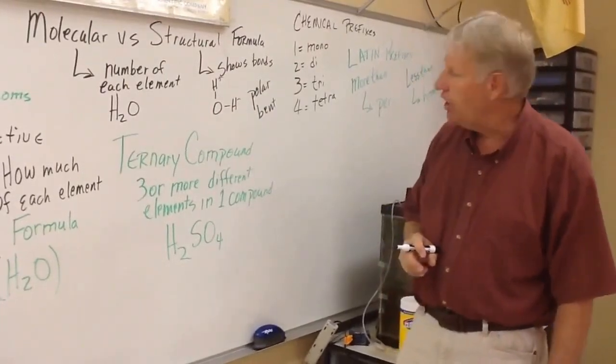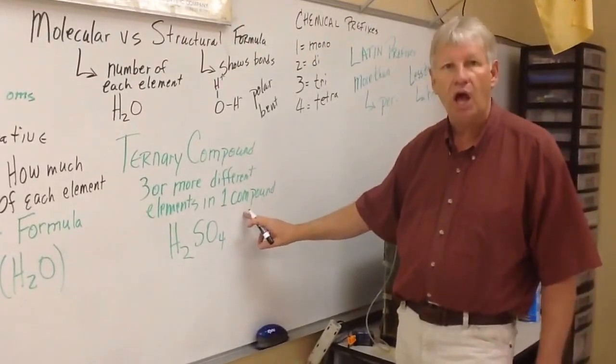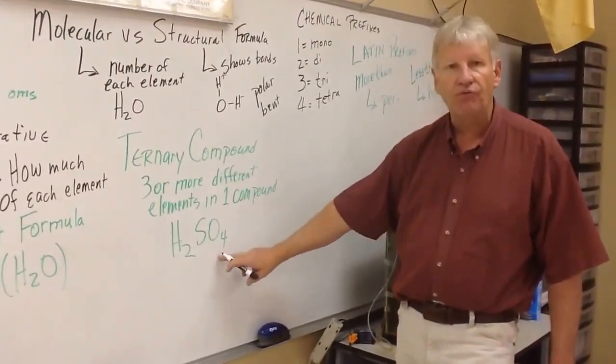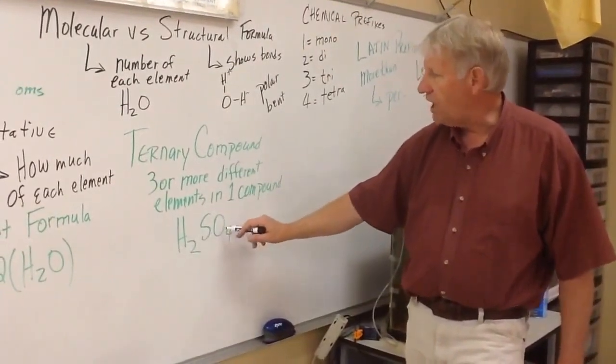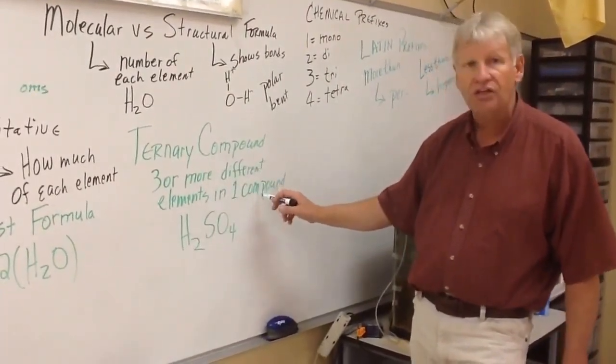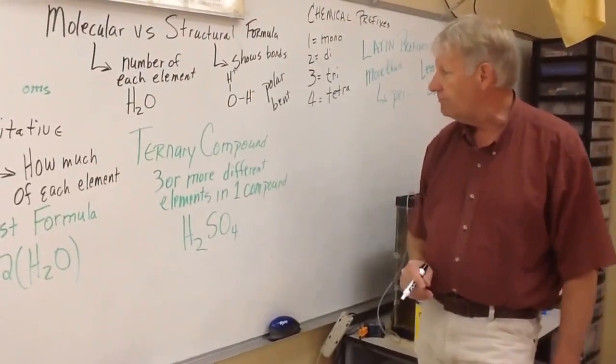Now, a ternary compound is 3 or more different elements in one compound. A good example here is sulfuric acid, H2SO4. We have hydrogen, sulfur, and oxygen, so we have 3 or more. We meet the criteria for a ternary compound, 3 or more different elements in one compound.